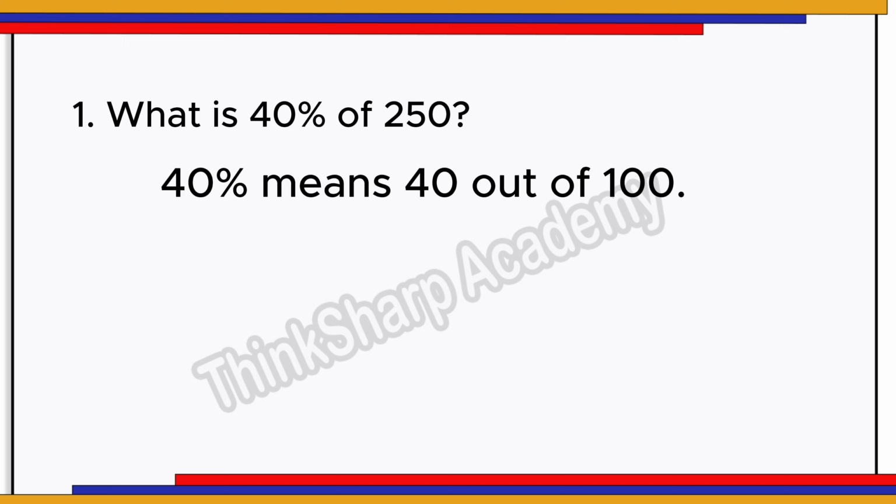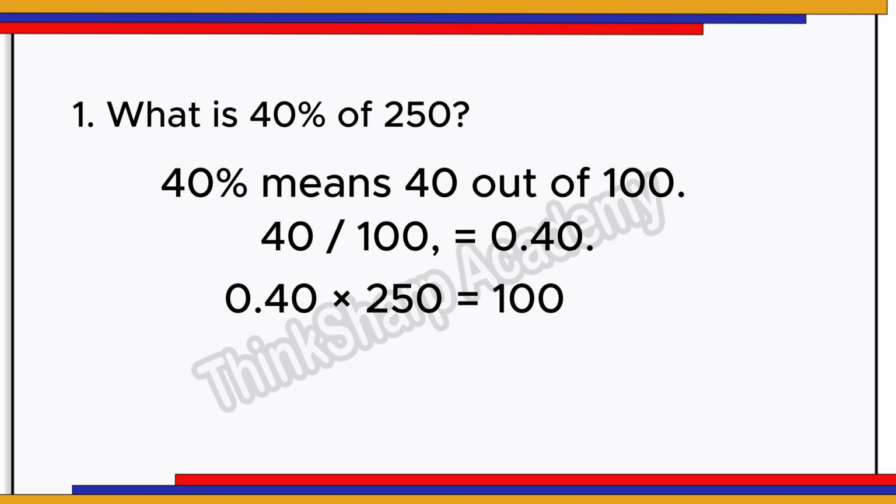Next, we convert the percent into a decimal. To do that, we divide 40 by 100, which gives us 0.40. Now we multiply the decimal by the number we are finding the percent of, which is 250. So we compute 0.40 × 250 = 100. Therefore, 40% of 250 is 100.